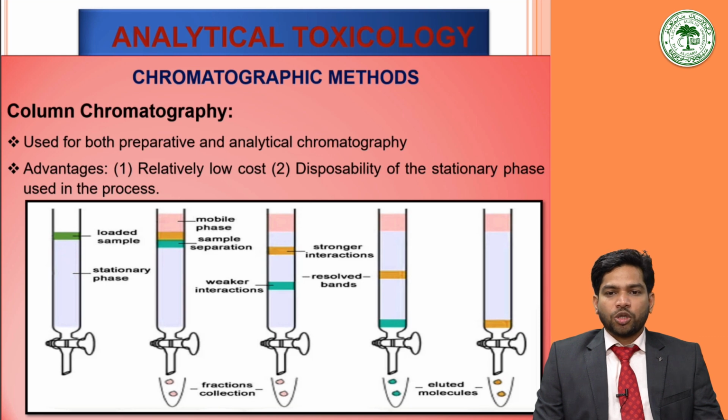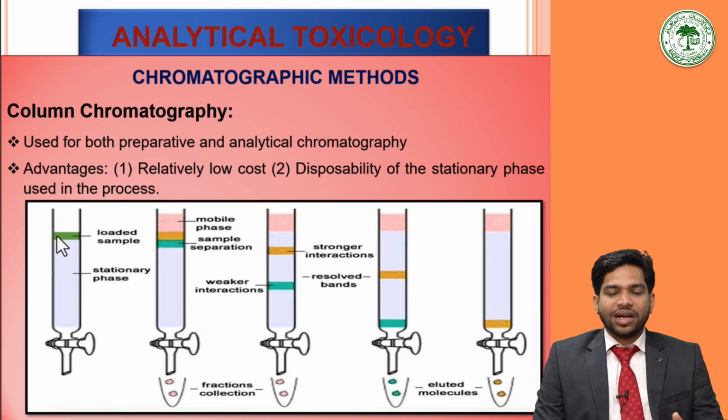Column chromatography is used for both preparative and analytical chromatographic purposes. Its advantage is that it is low in cost, and the stationary phase is disposable, so it prevents cross contamination and stationary phase degradation due to recycling. So here you can see that the stationary phase is in the form of a column.